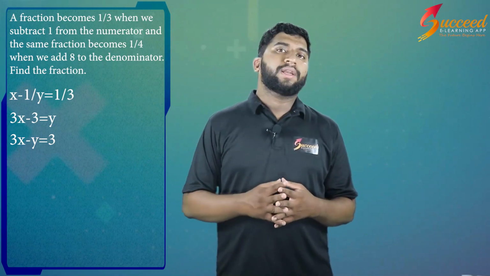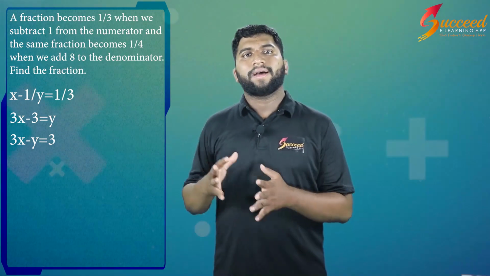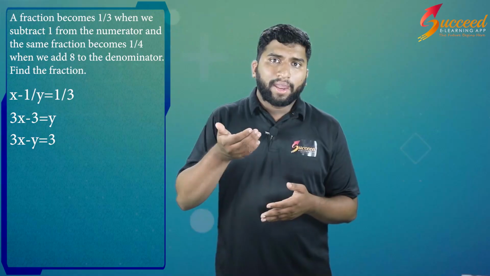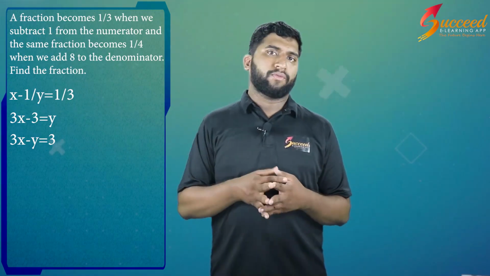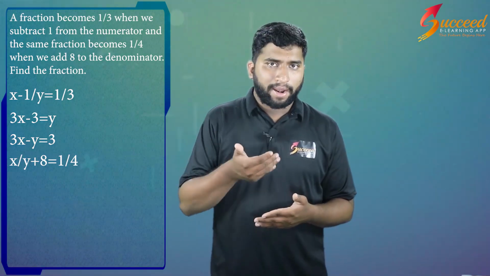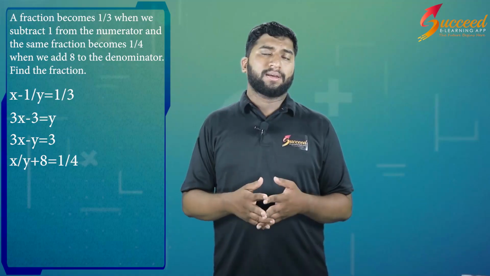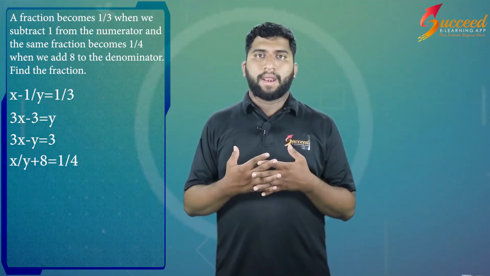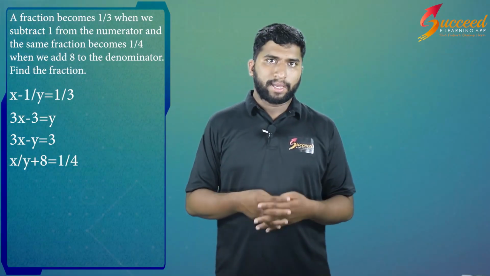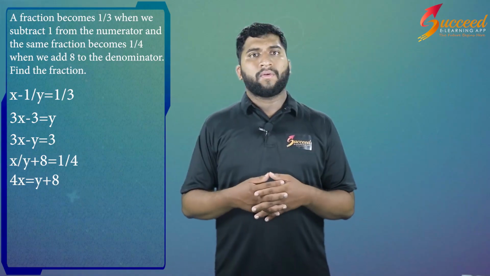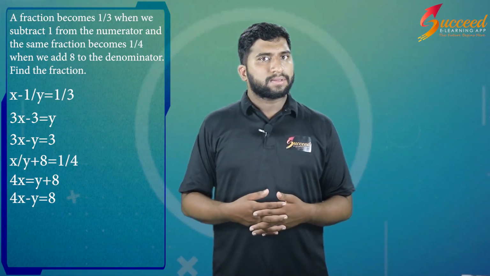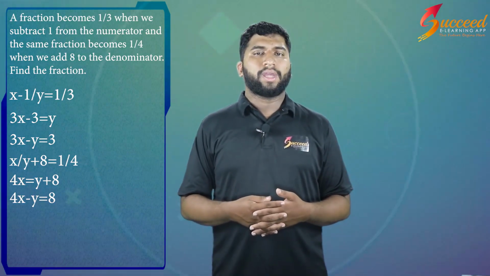Similarly, next what we need to do is, we need to write the other equation. So one more information they had given is, when we add 8 to the denominator, we get 1 by 4. So what happens here? Our equation will be like this: x divided by y plus 8 is equal to 1 by 4. Now we shall cross multiply this. What we get here is nothing but 4x is equal to y plus 8. Send y to the left hand side, we get 4x minus y is equal to 8.